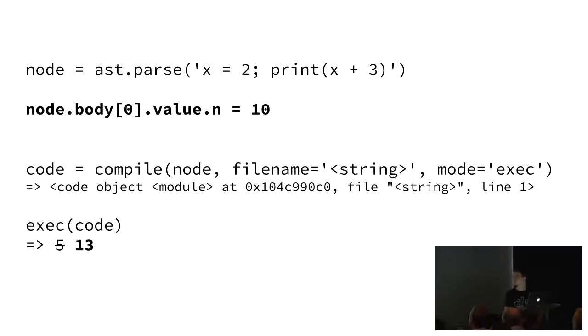But we can modify parts of the tree to create different code and execute that instead. So if we change the 2 to a 10 and compile and execute, we now get 10 plus 3, which is 13.